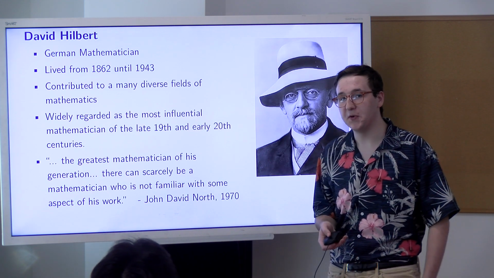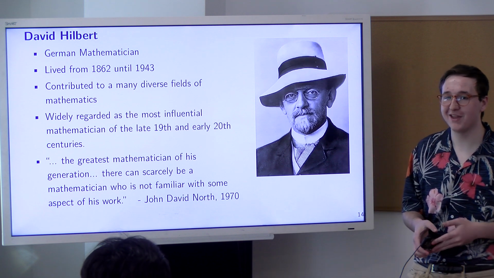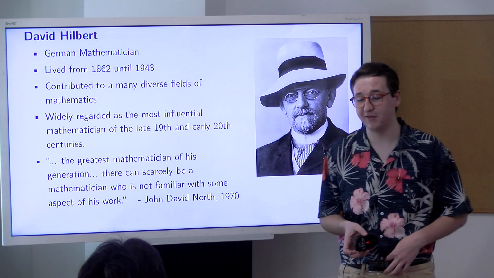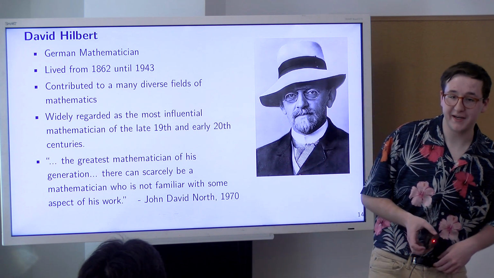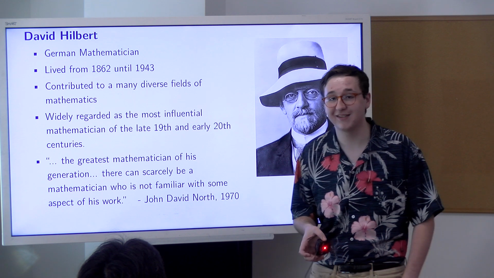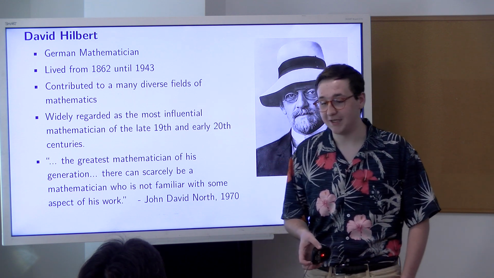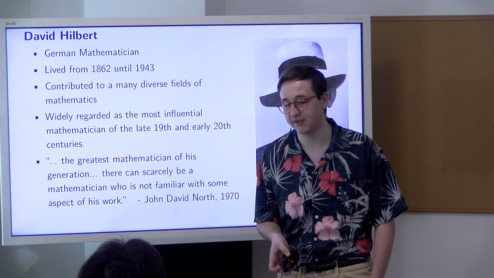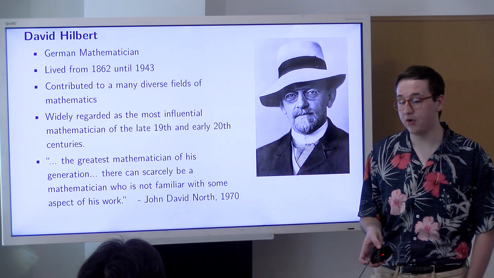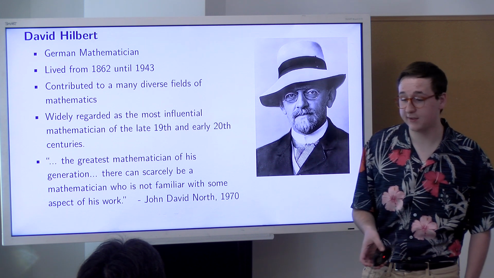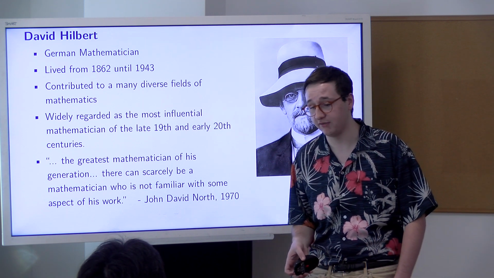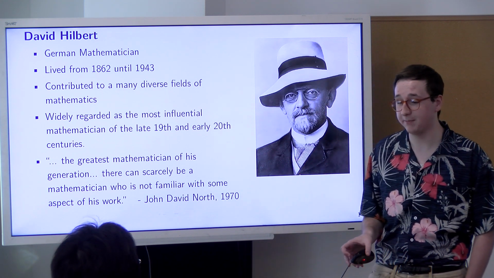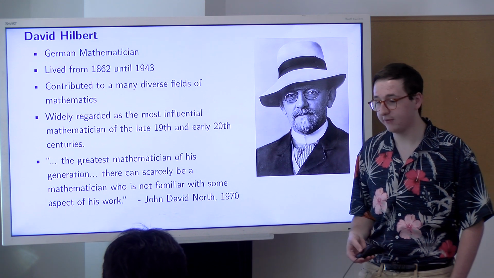David Hilbert was a famous mathematician, born in 1862 and died in 1943. He contributed to basically every field of mathematics that was around when he was alive, and is widely regarded as the most influential mathematician of the late 19th and early 20th centuries. John David North, a historian of mathematics, wrote, "David Hilbert is the greatest mathematician of his generation. There can scarcely be a mathematician who is not familiar with some aspect of his work." So yeah, he was very good at math.